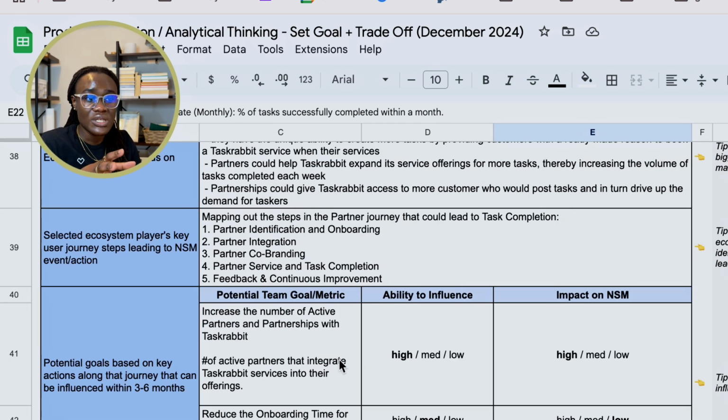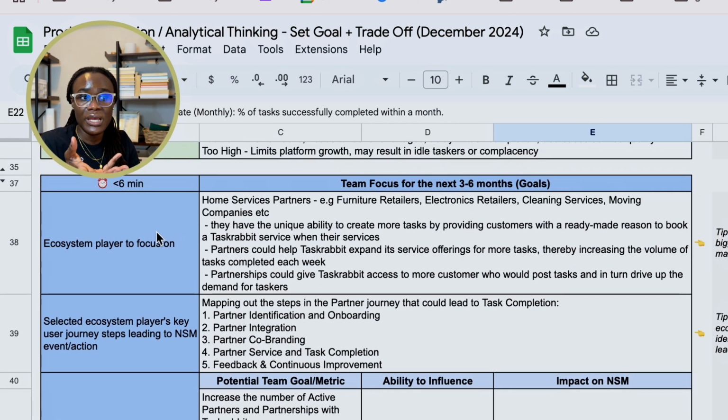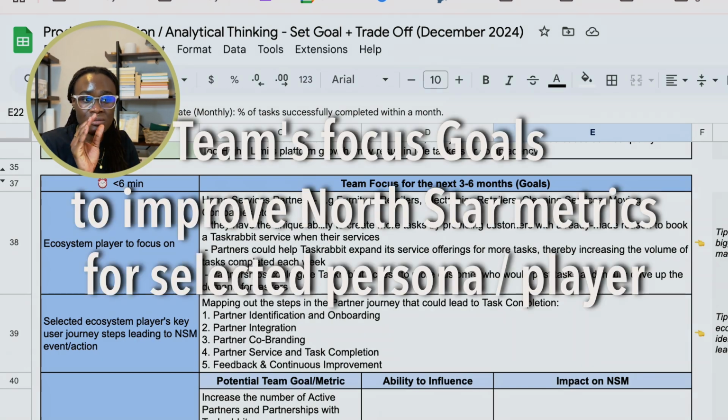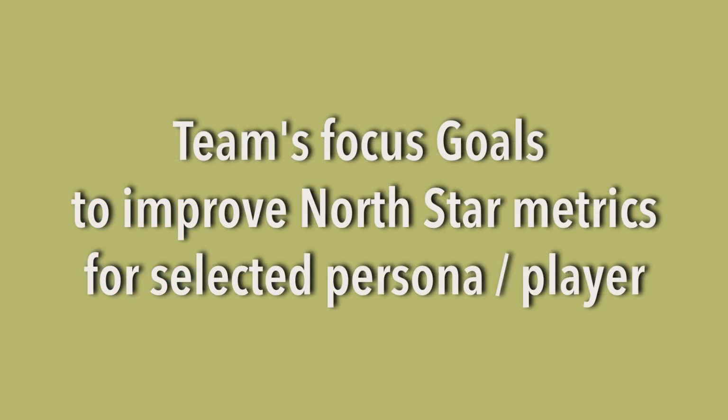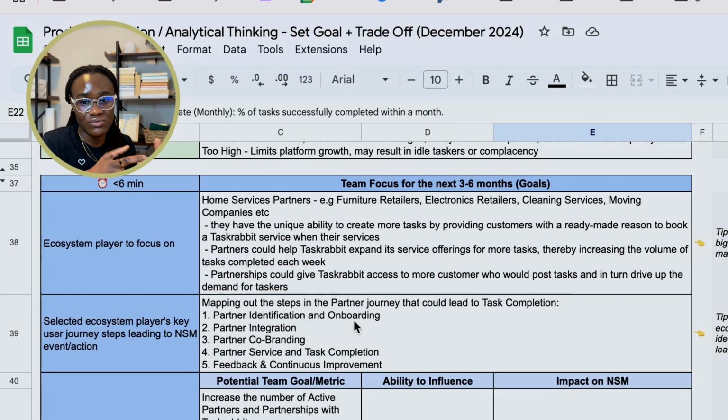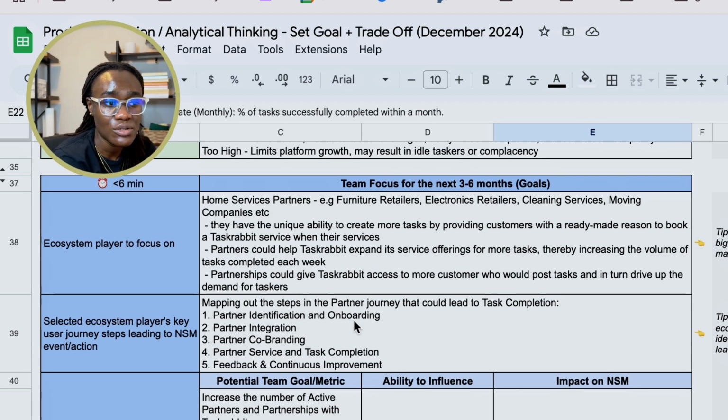What we will then do is, because we've identified the ecosystem player I want to focus on, and we've identified the activities, we want to look at what the sub goals are within this focus for, let's say, the next 3 to 6 months, because we've identified our North Star metric. For us to improve our North Star metric, this is the ecosystem player I want to improve on, and these are the goals I want to achieve in order to improve on this metric.